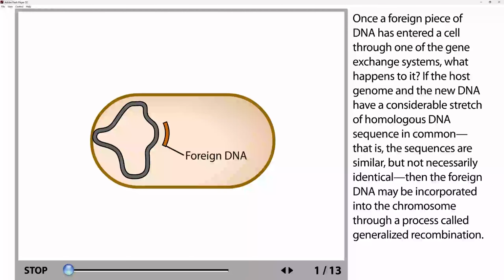Once a foreign piece of DNA has entered a cell through one of the gene exchange systems, what happens to it? If the host genome and the new DNA have a considerable stretch of homologous DNA sequence in common, that is, the sequences are similar but not necessarily identical, then the foreign DNA may be incorporated into the chromosome through a process called generalized recombination.